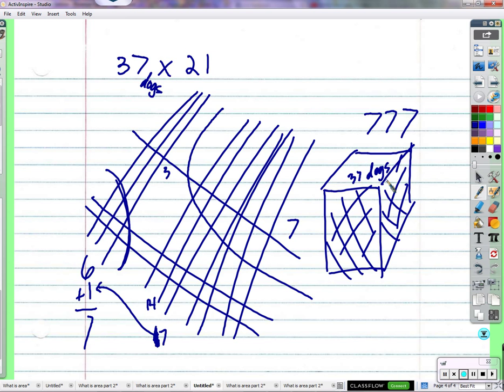21 what? 21 different kennels. There you go. So it's really more like 37 dogs per kennel and 21 kennels that all have 37 dogs. That's a lot of dogs. How many dogs? 777 dogs.